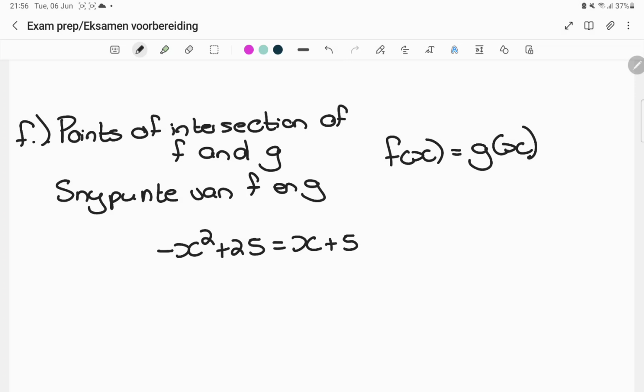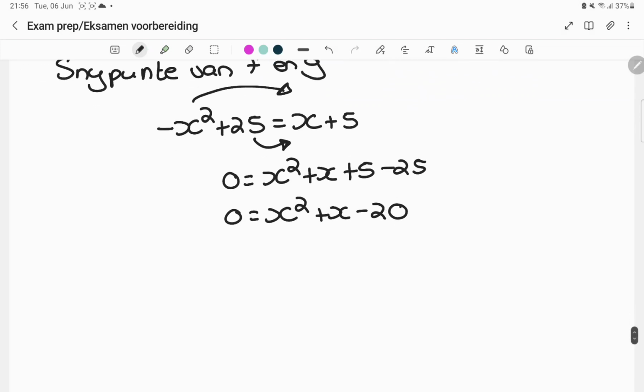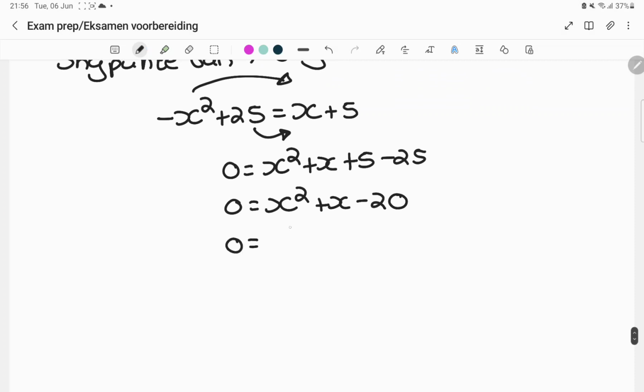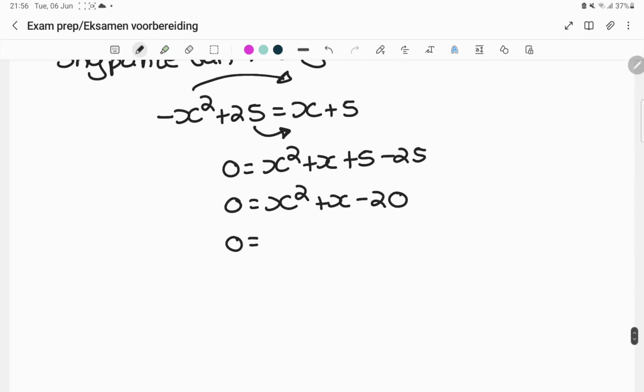Alright, so this is obviously going to be a quadratic equation. So I'm going to take over my x squared, I'm going to take over my 25, so I'm going to get positive x squared plus x plus 5 minus 25. So this will give me x squared plus x, 5 minus 25 is minus 20. Alright, now you have to factorize this part. So you're more than welcome to try this on your own using the table method. But to save some time, I'm quickly going to factorize it for you.